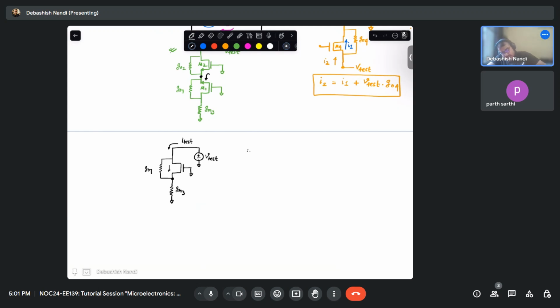So this is what? GM1 in series with GM3. Again, just don't look at the circuit. You need much more practice, when you can, by just looking at the circuit, give out these statements. Okay, for example, this I test is flowing through this, right? So this voltage will be what? I test by GM3.